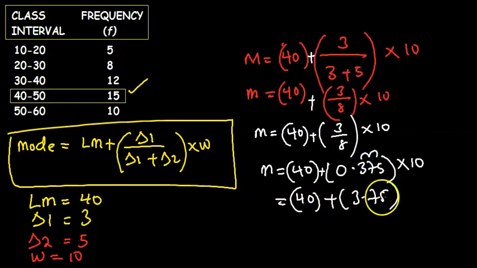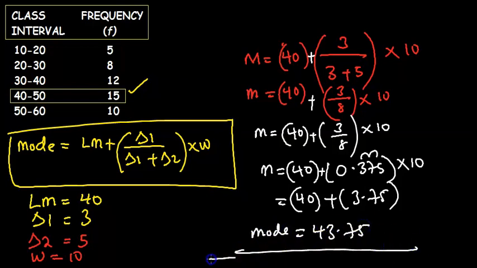So if you add 40 and 3.75, our mode, which is the final answer, which is what we are targeting for, is simply going to be 43.75. And this is it for this problem. I hope you find it very helpful. But let me take a very quick revision.